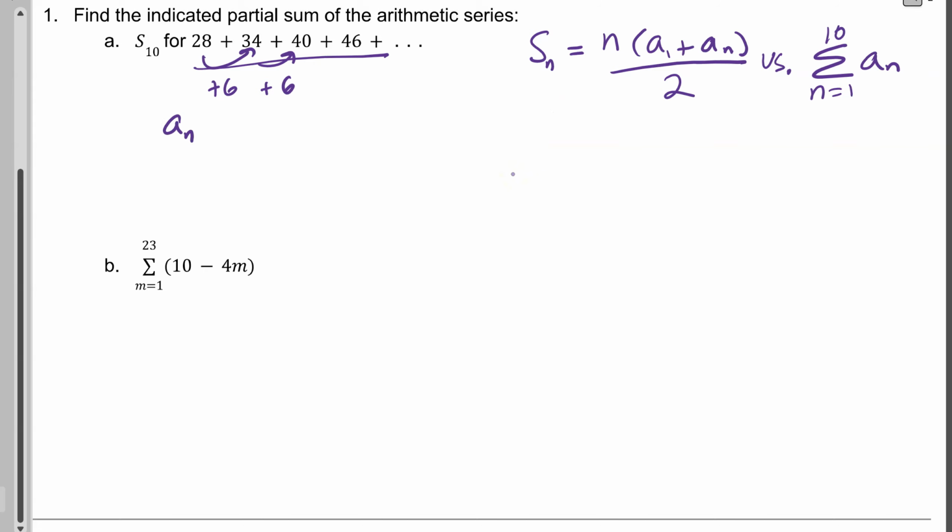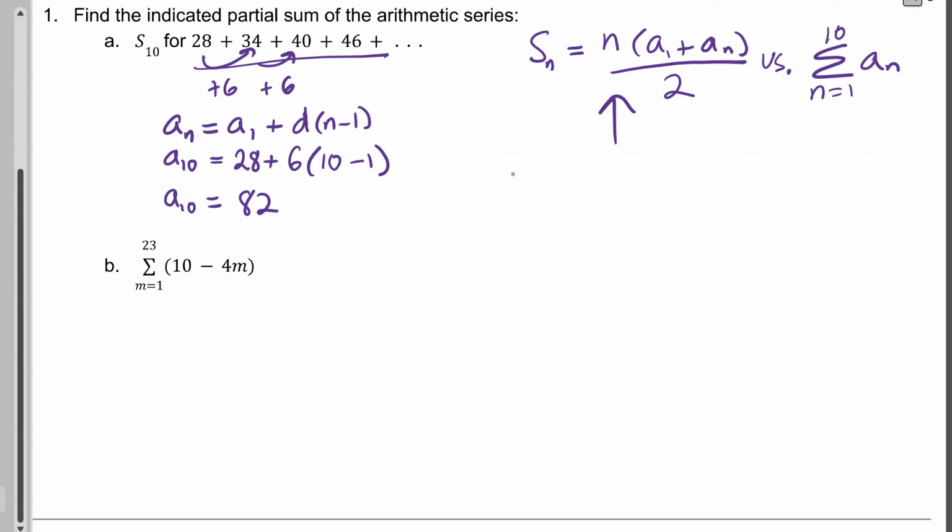So remember, a general term for any term of an arithmetic sequence would be a sub n is equal to my first term plus your common difference times n minus 1, right? So you're essentially adding your common difference n minus 1 times. So if I want to find my 10th term, for example, I can take the first term, 28, and add that common difference of 6, n minus 1 times, or 9 times. So if I evaluate that, the 10th term of this series, or excuse me, of this sequence, would be 82.